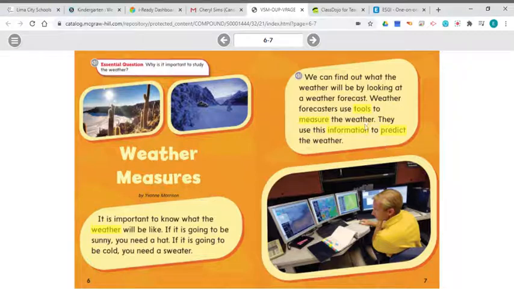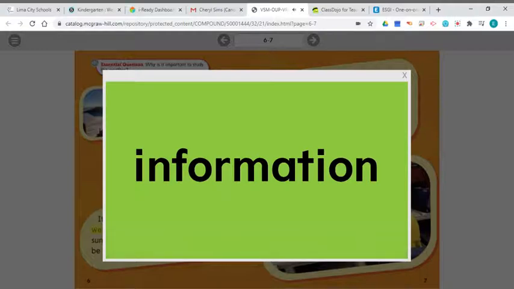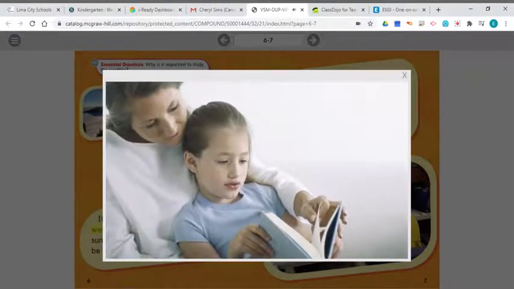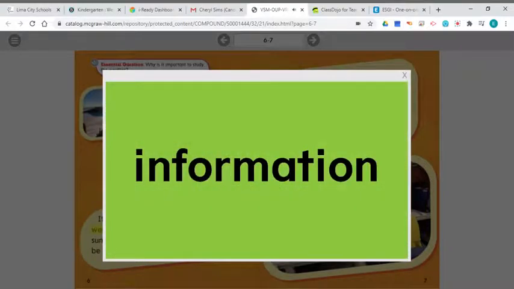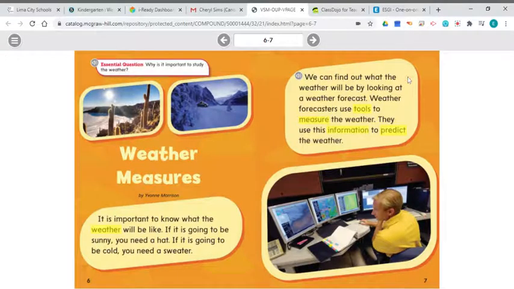Another word that we need to look at here is information. This is an informational or explanatory text. It gives lots of information, which is knowledge or facts about something. I learned information about my mom. So information is knowledge or facts about something. And weather forecasters look for information to help them predict the weather.